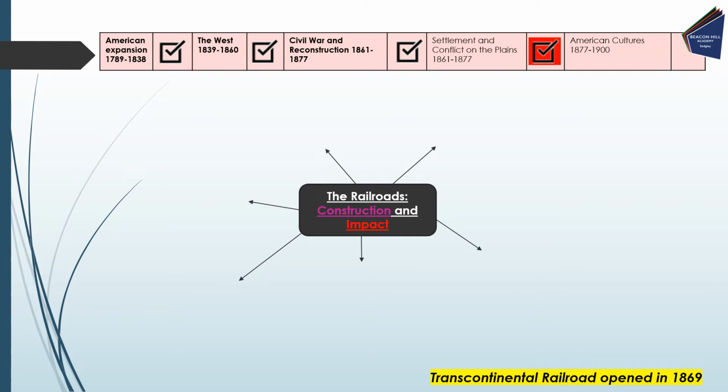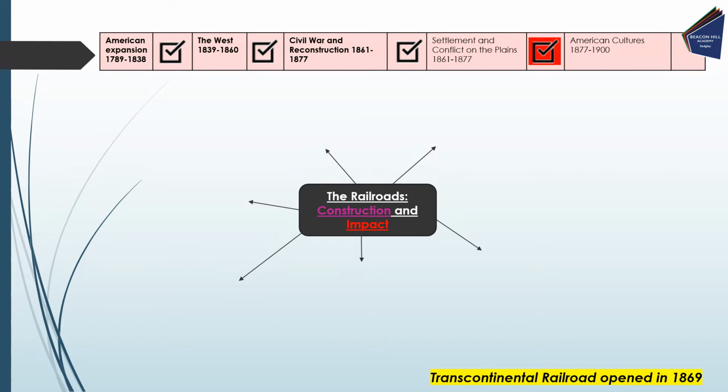Within our 4th theme, one of the topics is the construction and the impact of the railroad. So firstly, it's important to know as a date that the Transcontinental Railroad opens in 1869. So please make sure that you're confident with this date. And as we said, that means that it fits into this 4th theme. So on the mind map, the information that is in purple is to do with the railroad's construction, and the information that comes up in red is to do with the impact.